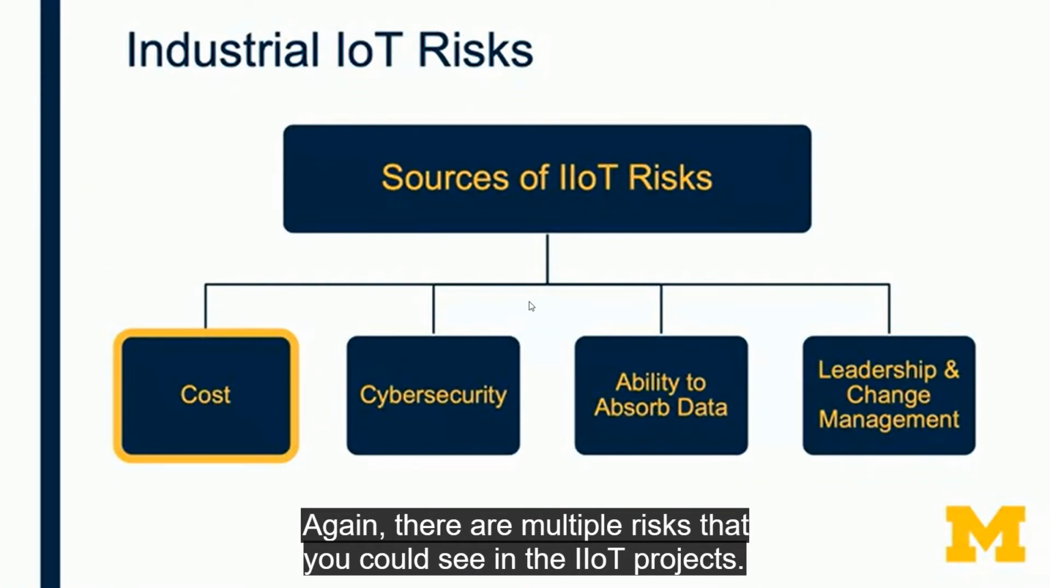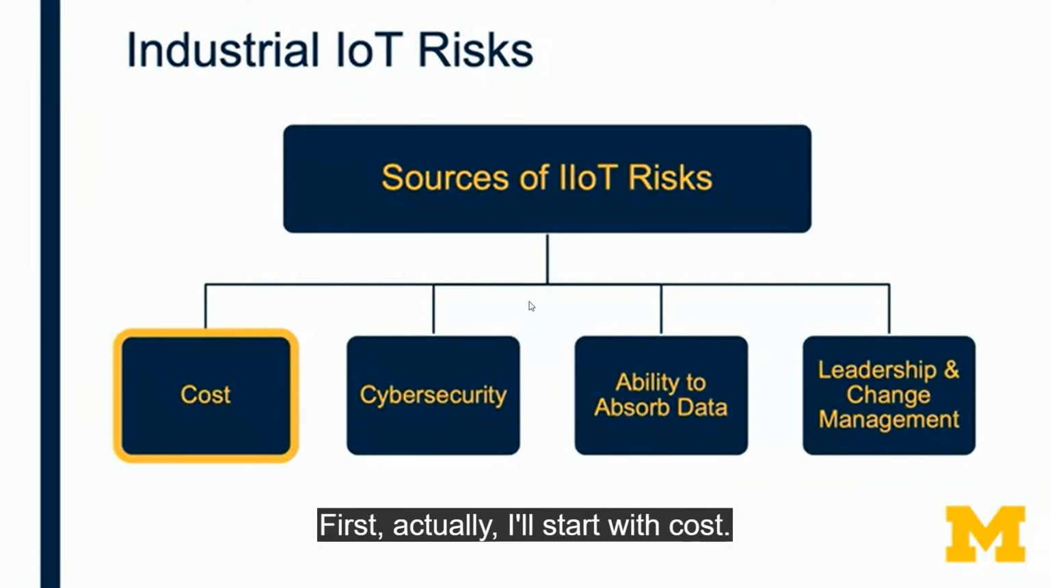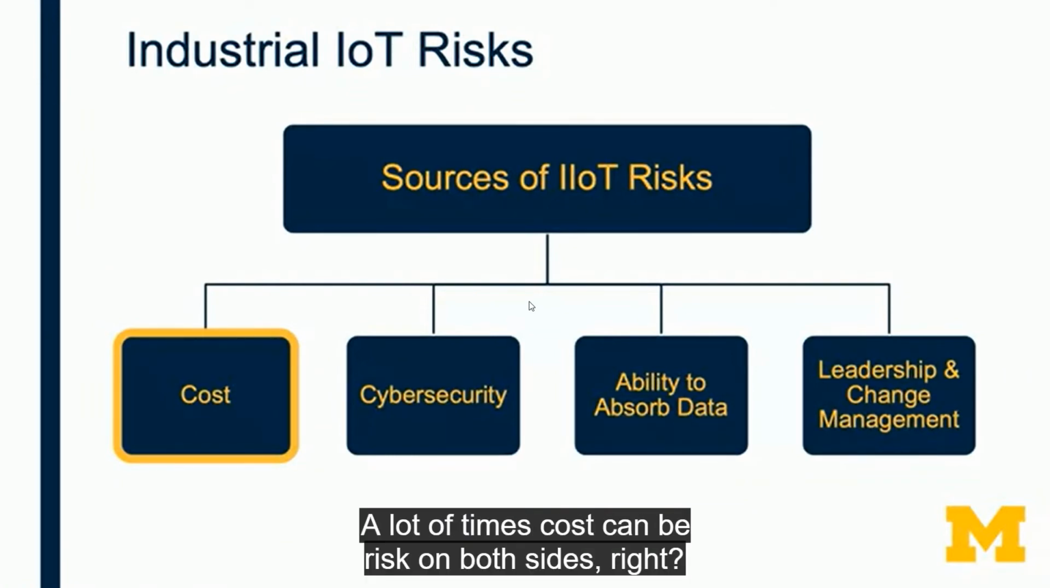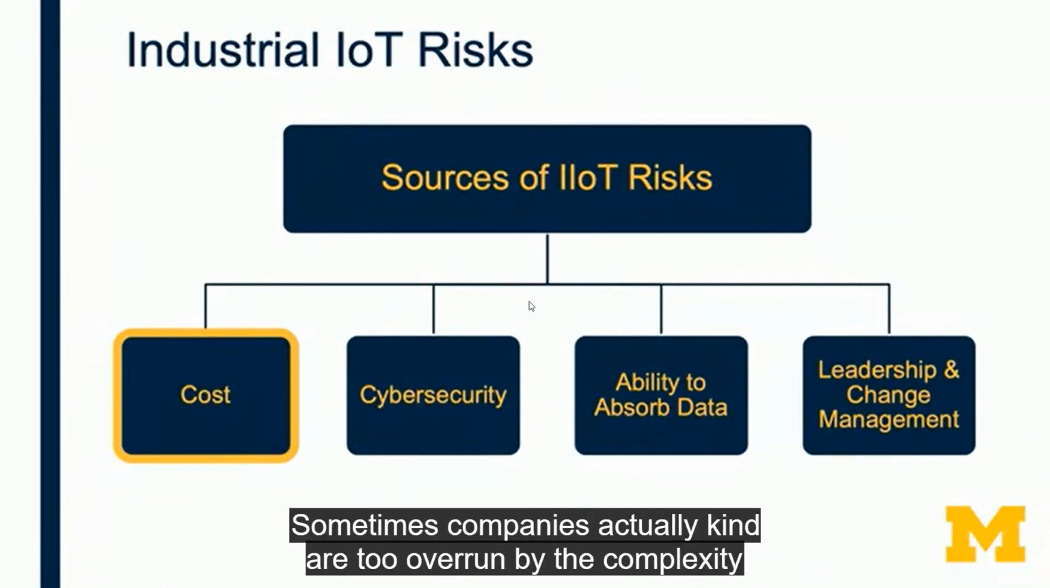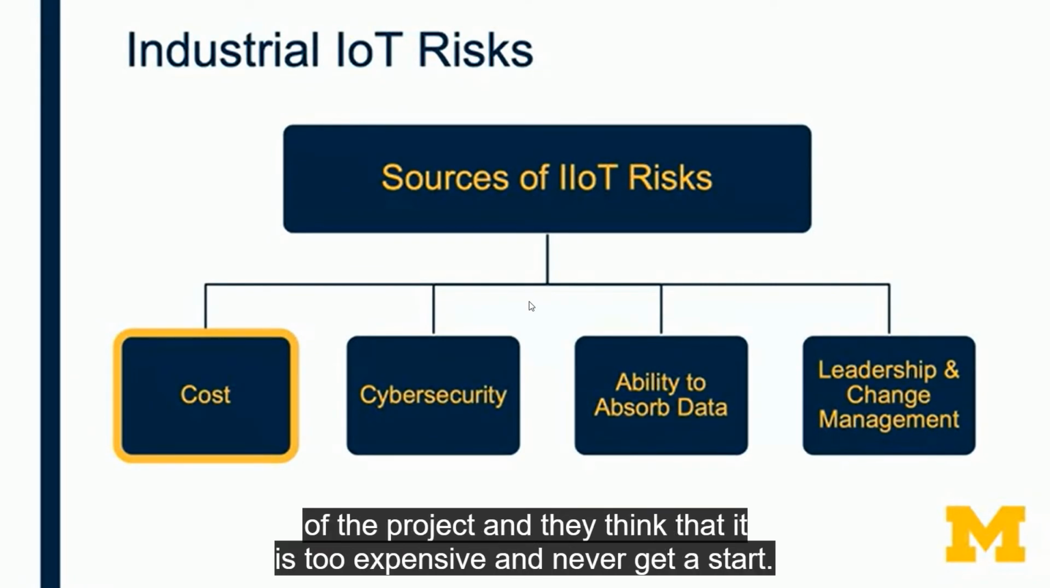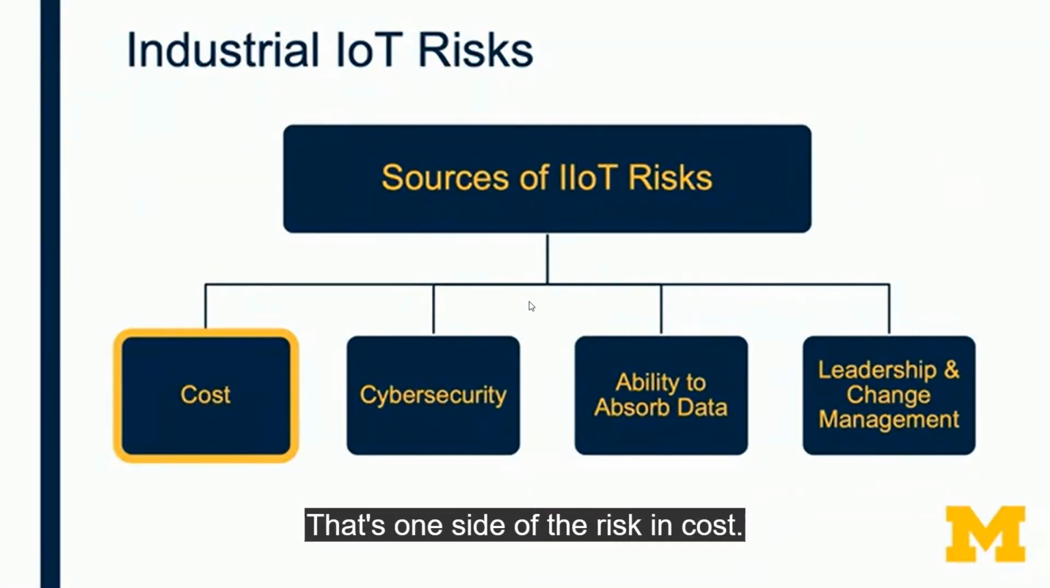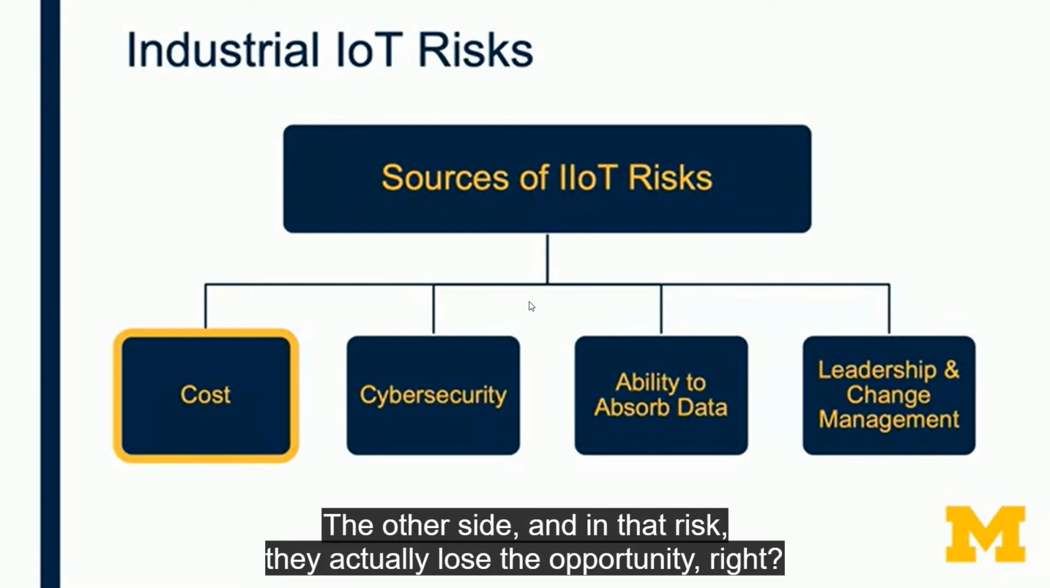First, actually, I'll start with cost. A lot of times, cost can be a risk on both sides, right? Sometimes, companies are too overwhelmed by the complexity of the project, and they think that it's too expensive and never get a start. That's one side of the risk and cost. The other side, and in that risk, they actually lose the opportunity, right?